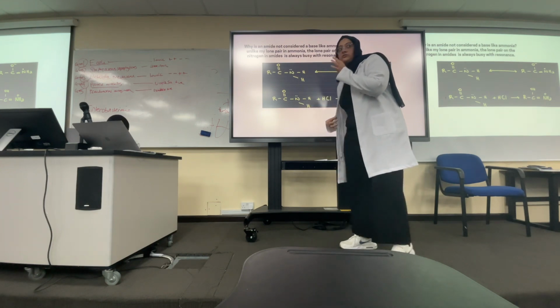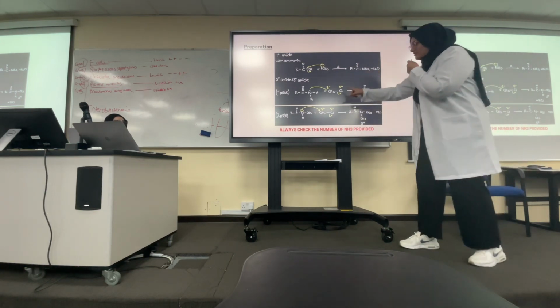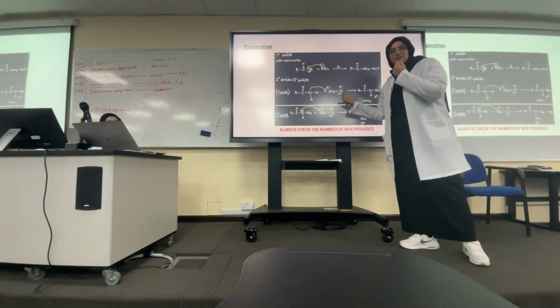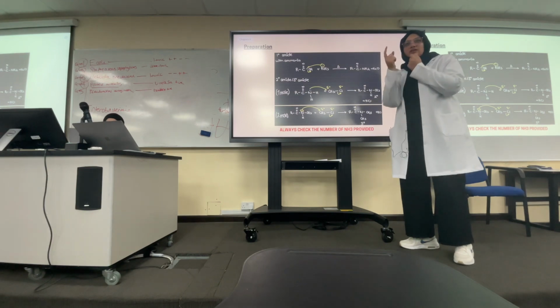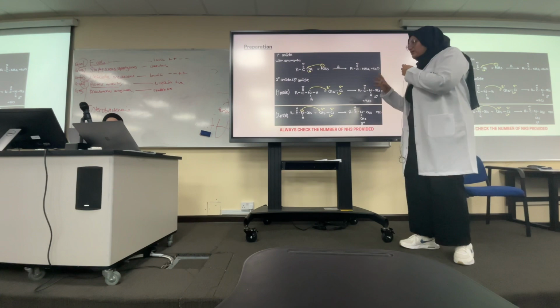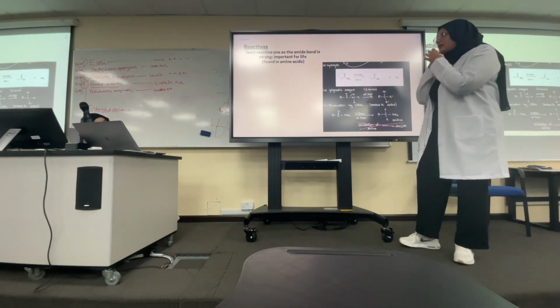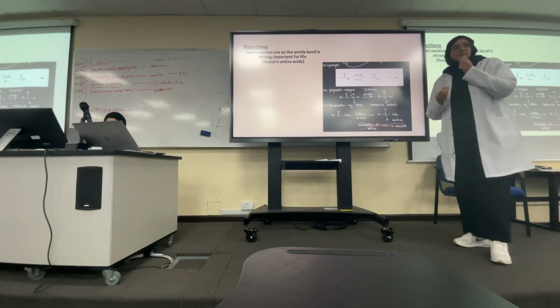All you need to know for secondary and tertiary is that the number of this matters. If they give you 1, I'm going to have a secondary. If they give you 2, I'm going to have a tertiary, okay? That's it. Now for the reactions, my amides are my least reactive, okay?